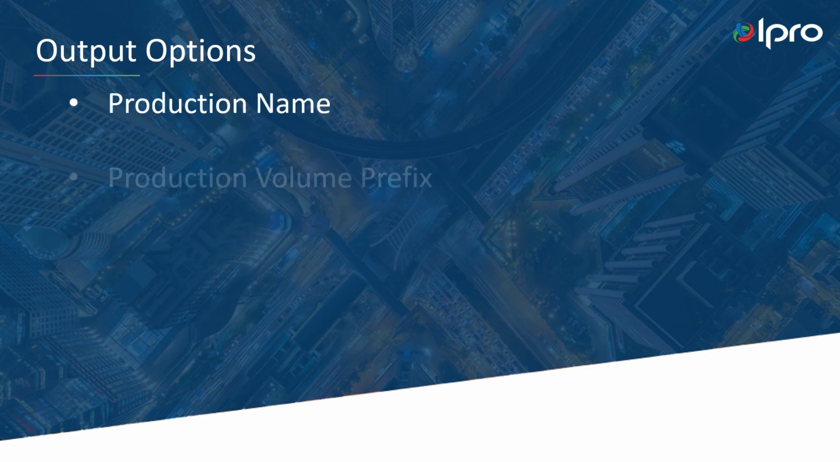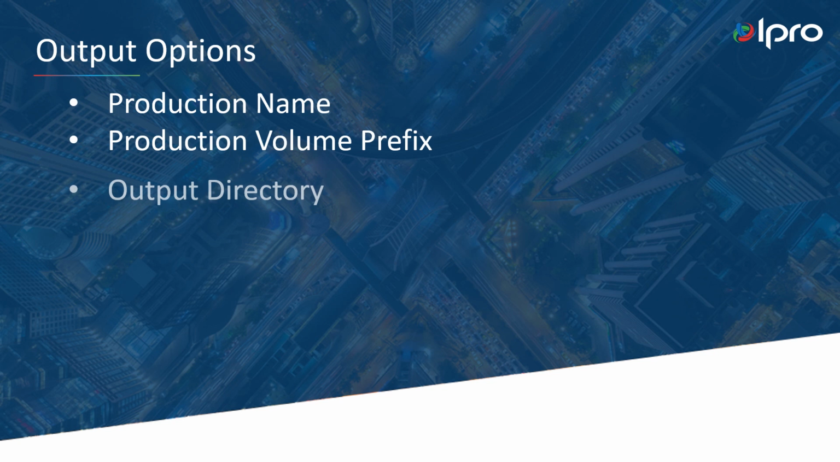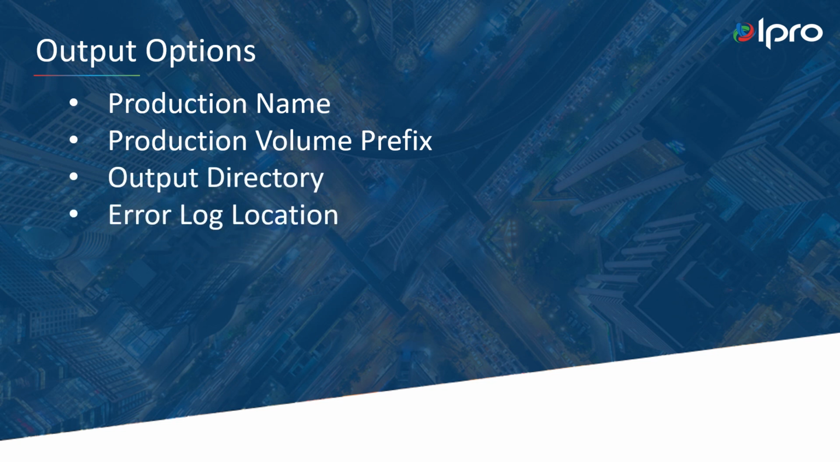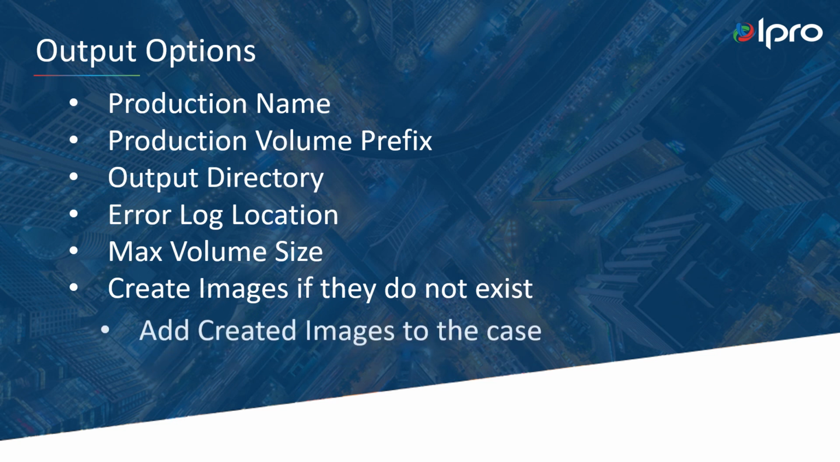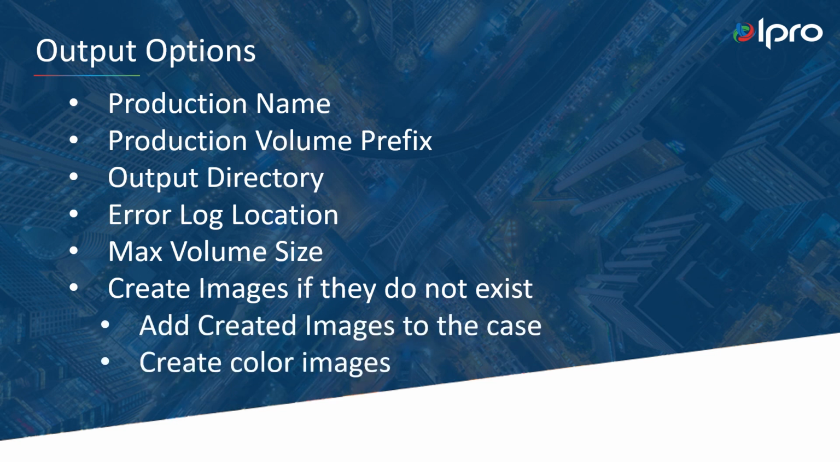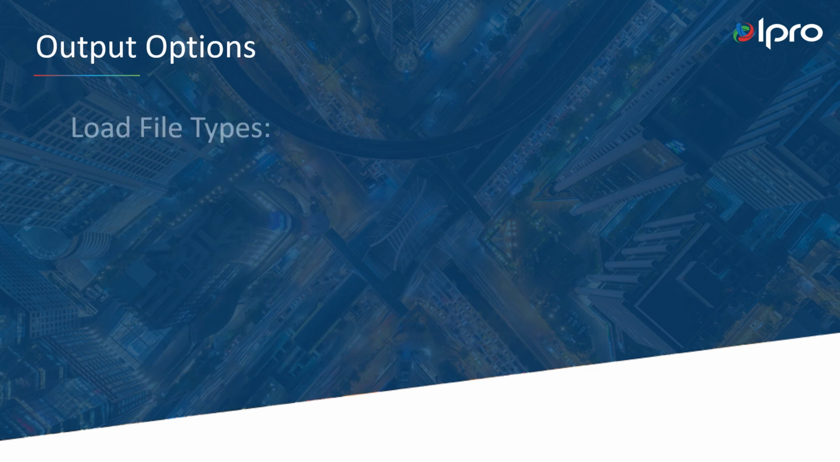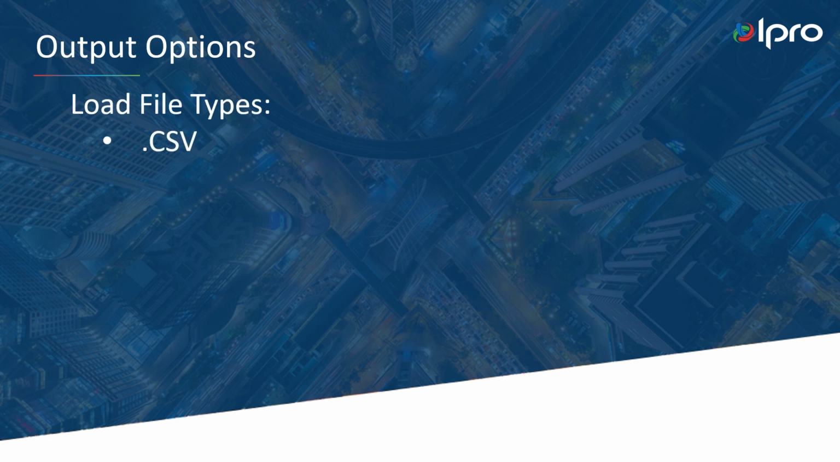Output options allow you to customize the specific naming conventions regarding your production, including the output location, and create images where images don't already exist. If providing a load file, you will need to select the load file types and fields you would like to include. Eclipse SE automatically populates the prod beg doc, prod end doc, prod beg attach, and prod end attach as fields in your load file.